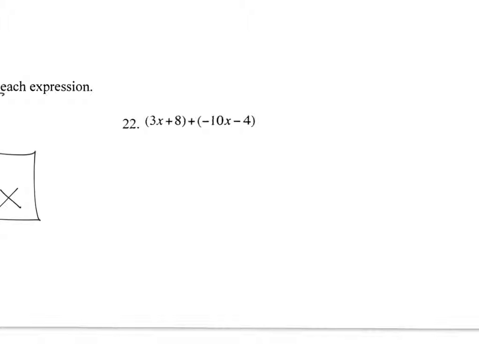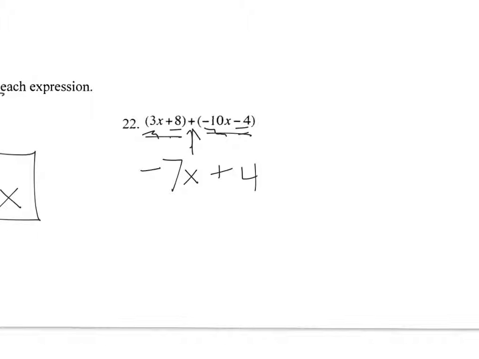Move to 22. And you might be tempted to, ooh, FOIL, yay. No, no, no, no, and no. Notice the big ol' hunkin' plus sign right in the middle. Okay. Means I'm just adding this binomial to this binomial. When you add binomials or polynomials in general, really what you're doing is combining like terms. 3x and negative 10x combines to give you negative 7x. And positive 8 and negative 4 combines to give you positive 4.